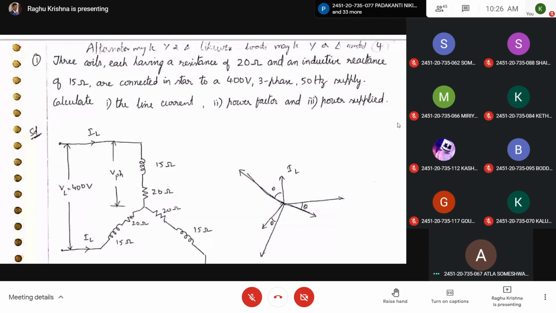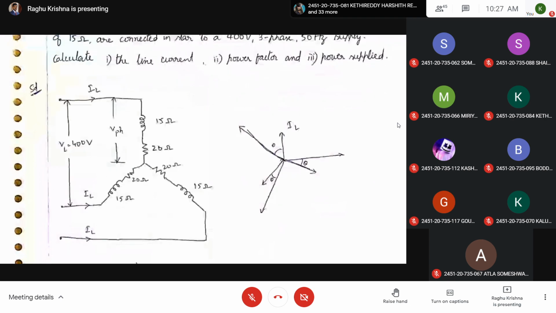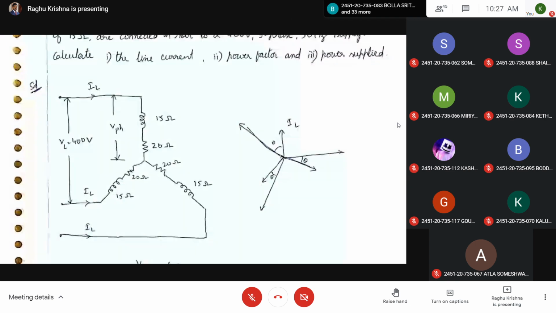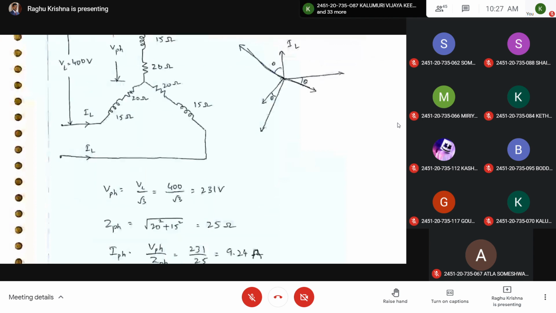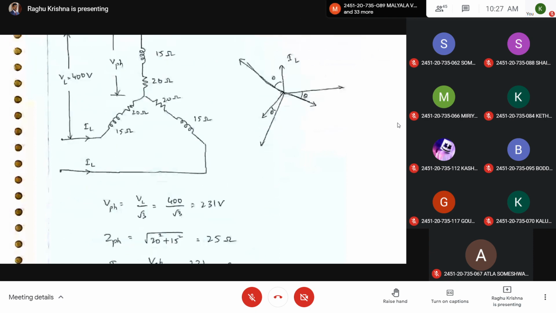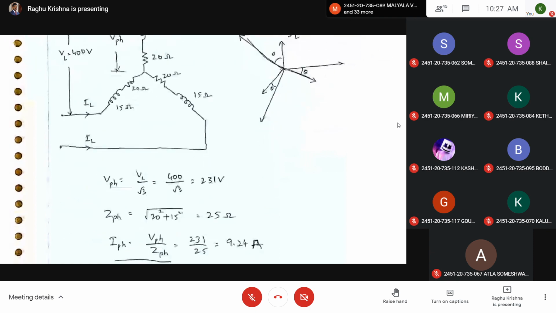Are connected in star to a 400 volts 3-phase 50 hertz supply. Calculate the line current, power factor and power supplied. Here the line voltage is given, so you can get the phase voltage. Phase voltage is equal to VL by root 3, that is 400 by root 3.